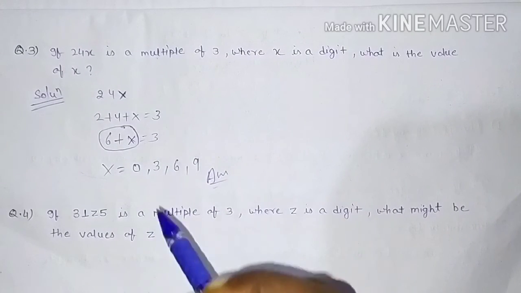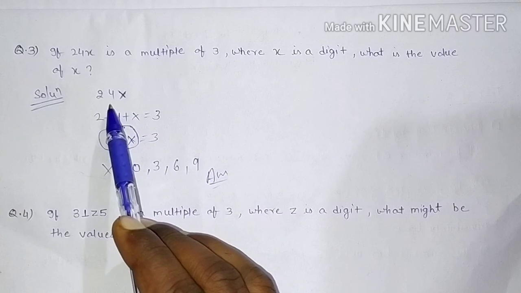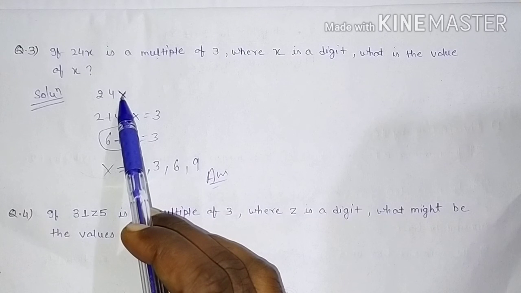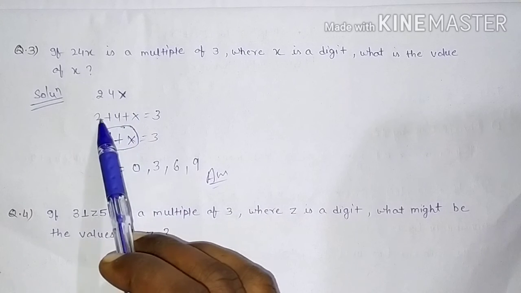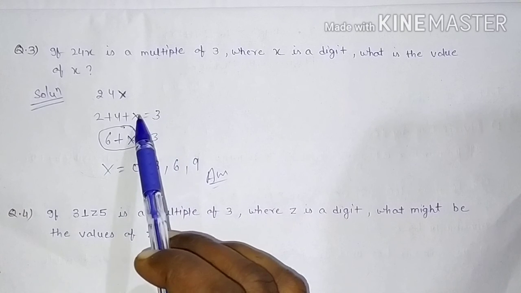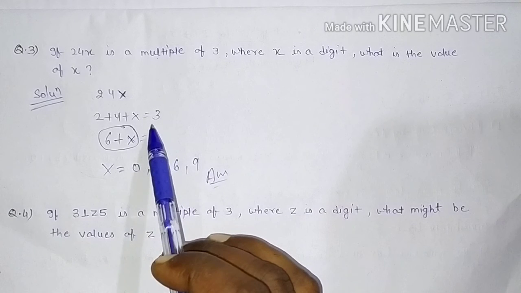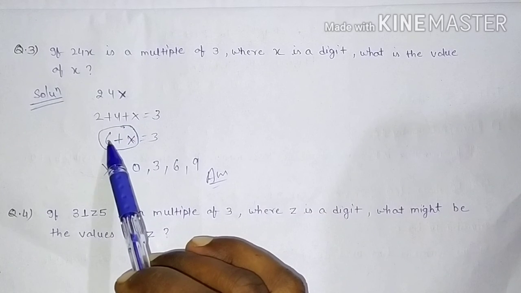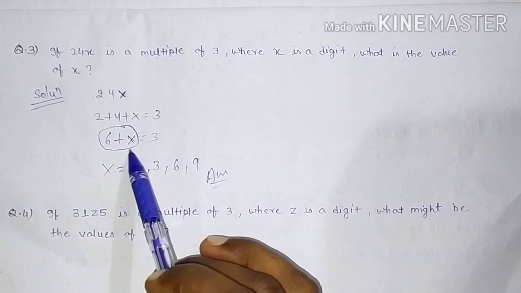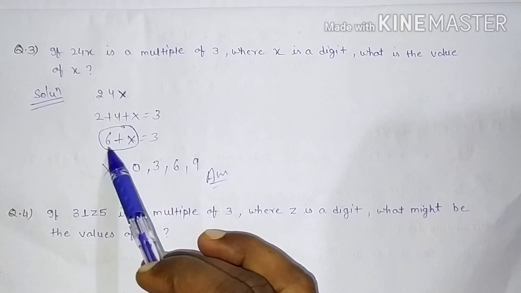I am repeating my explanation. 24x is given, and we have to state that this number is divisible by 3, and find the value of x. Okay, so simply add the digits. So 2 plus 4 plus x equals 3, or this number may be a multiple of 3. Okay, so 2 plus 4 is 6, plus x equals 3. So 6 plus x equals 3 or it may be a multiple of 3.